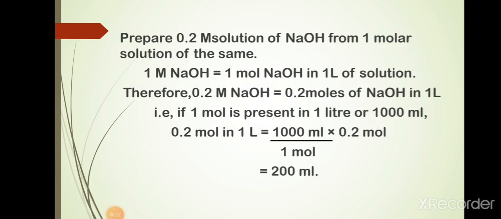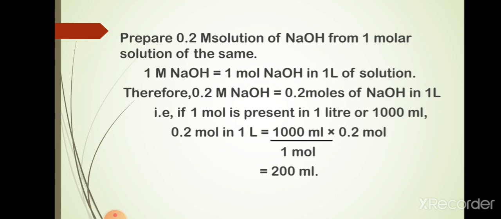Suppose we have a 1 molar solution of NaOH, that is sodium hydroxide, and we want to prepare a 0.2 molar solution of NaOH from it. 1 molar NaOH means 1 mole of sodium hydroxide present in 1 liter of the solution. So to prepare a 0.2 molar solution, we require 0.2 moles of sodium hydroxide in 1 liter of solution. Hence we have to take 0.2 moles of sodium hydroxide and make the solution up to 1 liter.